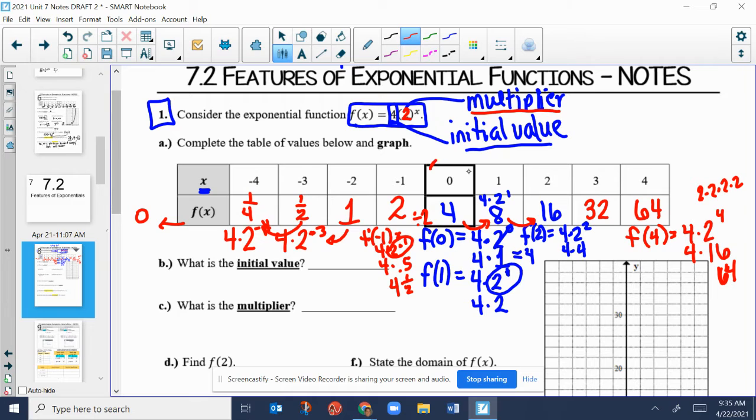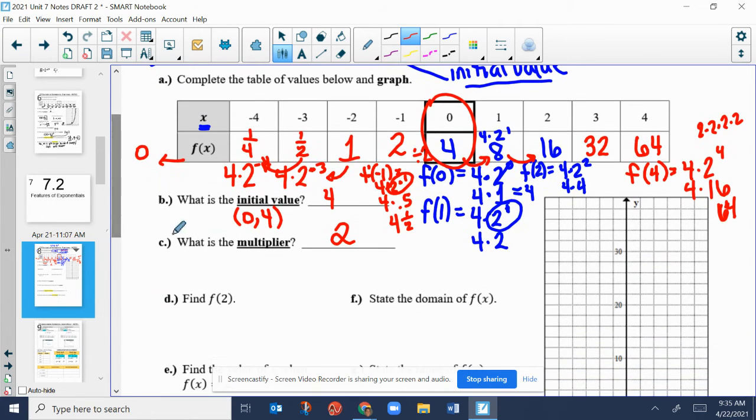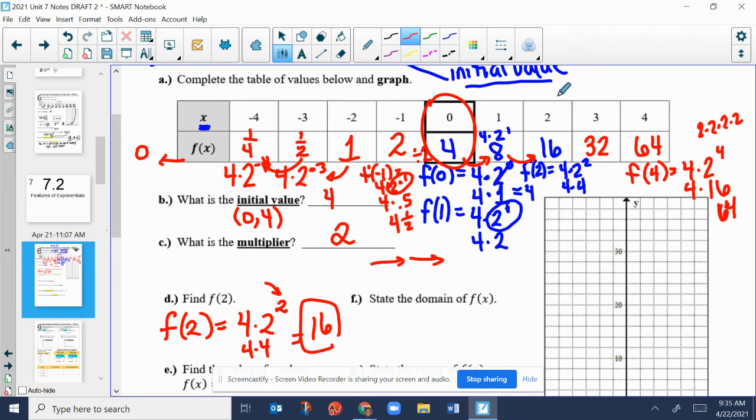The initial value is right here. It is 0, 4. The multiplier is 2. As you move this way in your table, you were doubling. F of 2, I already did a whole bunch of these up above, but it'd be 4 times 2 to the second power. There's where your x goes. 4 times 4, yep, 16. In your table, it's right here.